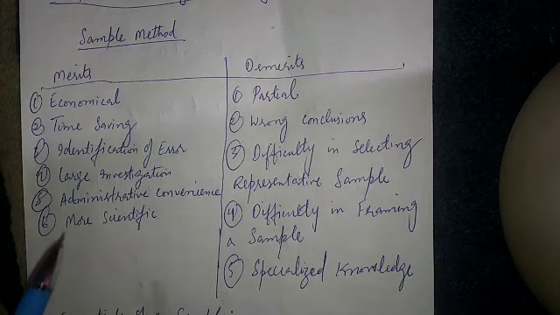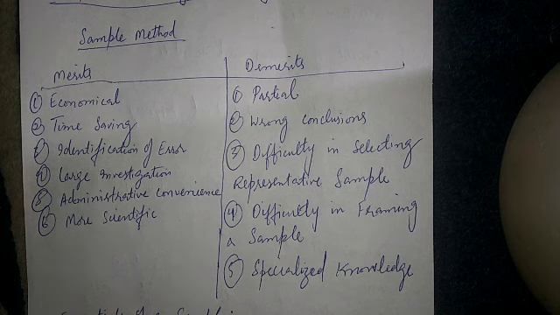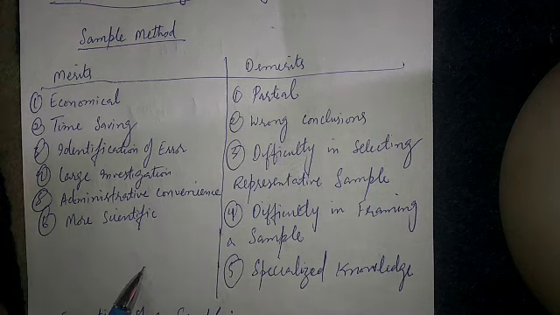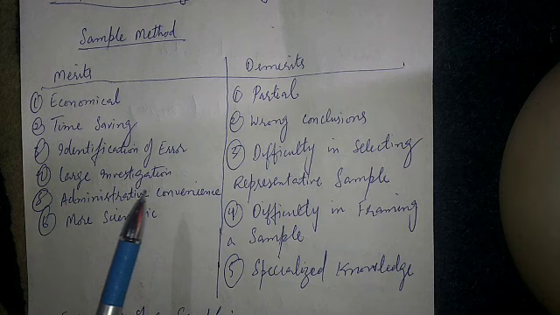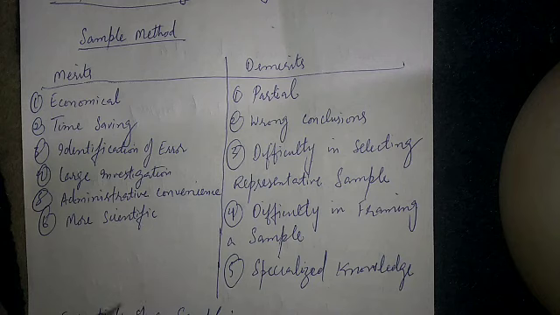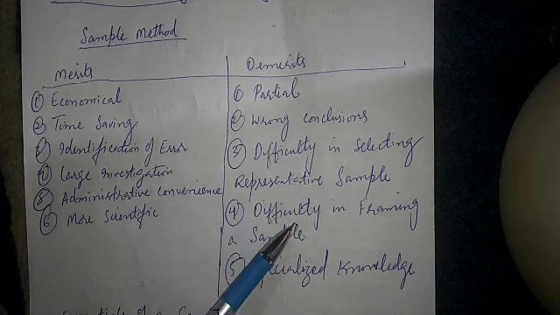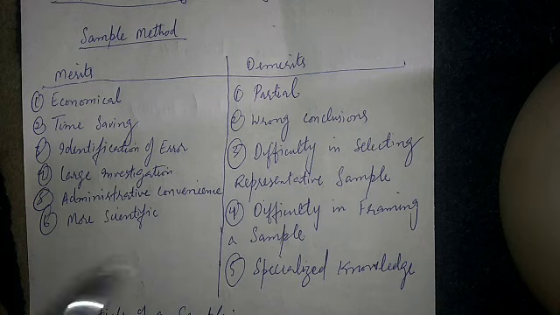The second point is wrong conclusions. If the selected sample does not represent the characteristics of the universe, the study may end up with wrong conclusions. The third one is difficulty in selecting a representative sample. It is not very easy to select a sample which would represent the characteristics of the entire population. One more demerit is difficulty in framing a sample. Sometimes the universe may be so diverse that it becomes difficult to frame a sample.